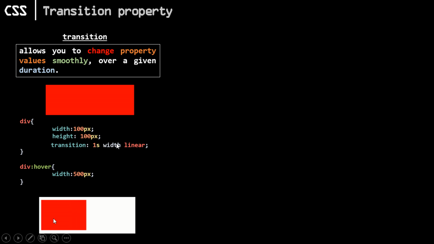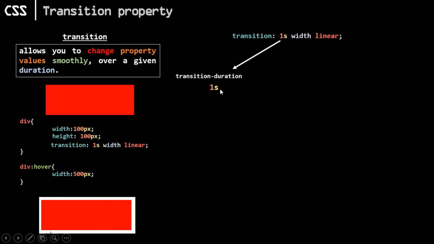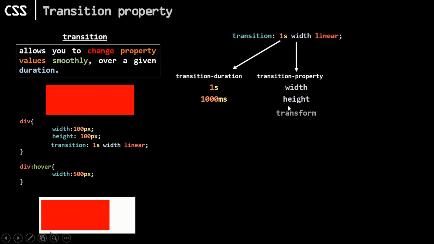Cool, let's talk about these properties. There are of course a lot of properties, but the ones we will need in this project are just 3. The first one is the transition duration, which could be given in seconds or milliseconds. I suggest using milliseconds. Then the width here is the transition property. It could be any property, the width, the height, the transform property, etc. For us, we're going to be using the transition on the transform property.